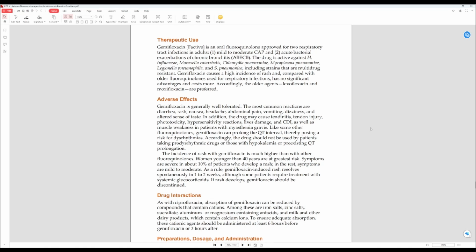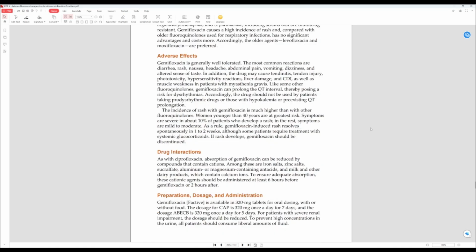Gemifloxacin causes a high incidence of rash, and compared with other fluoroquinolones used for respiratory tract infections, has no significant advantage and is more expensive. Accordingly, the older agents, such as levofloxacin and moxifloxacin, are actually preferred.